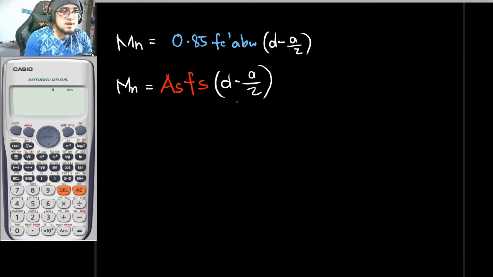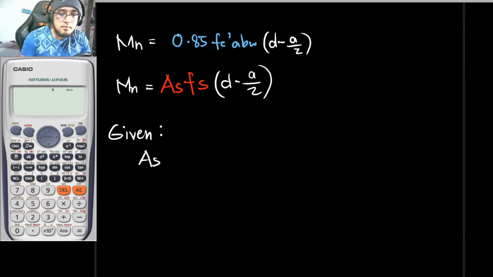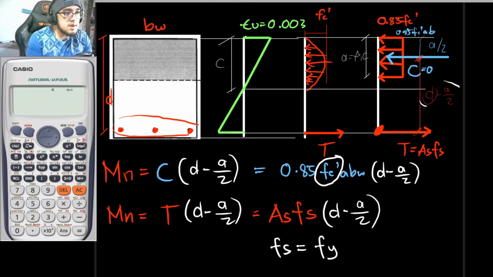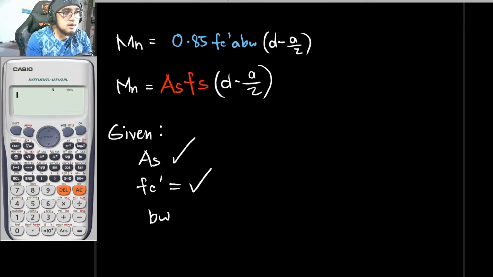So in your analysis part, these are to be the given parameters. For the given parameters, As you can solve for by just multiplying the area of one rebar by the number of rebar. So this is already given. And how about your fc'? This is already given, so this is already predetermined. And what else? We also have bw, that is basically the width of your beam. And we are also given your depth d.